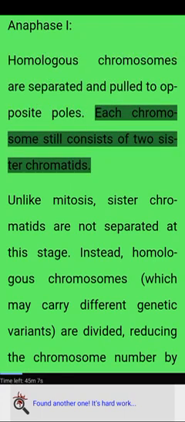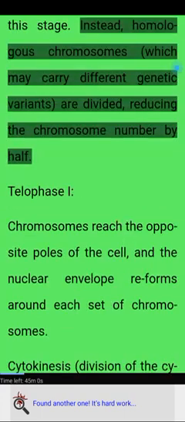Each chromosome still consists of 2 sister chromatids. Unlike mitosis, sister chromatids are not separated at this stage. Instead, homologous chromosomes, which may carry different genetic variants, are divided, reducing the chromosome number by half.